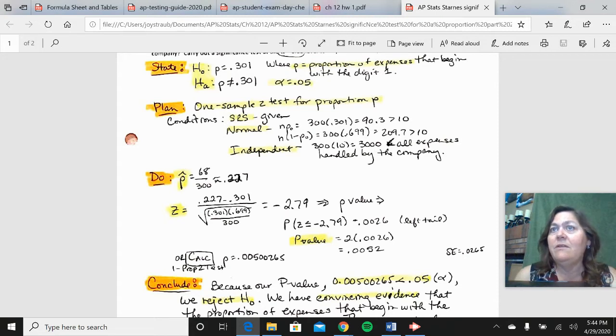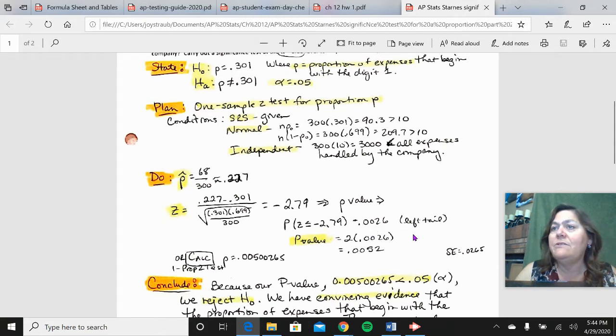SRS was given. You ran your normal condition, np and n times 1 minus p, using p null, and they're both greater than 10. And our large number test for independence is 300 times 10 is 3,000. That is less than all of the expenses handled by the company. We're having to assume that. Okay. I calculated p hat to be 0.227, and there you'll see my test statistic, doing your estimated minus your hypothesized value divided by the standard error using p null. I get this z statistic.